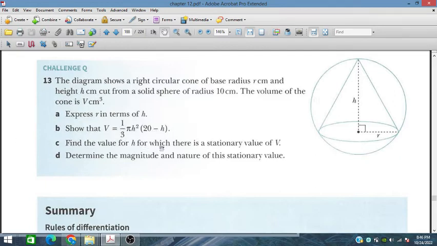Find the value of h for which there is a stationary value of V. For this h value, we have to find the stationary value of V, and then determine the magnitude and nature of this stationary value. So I'll solve it here.